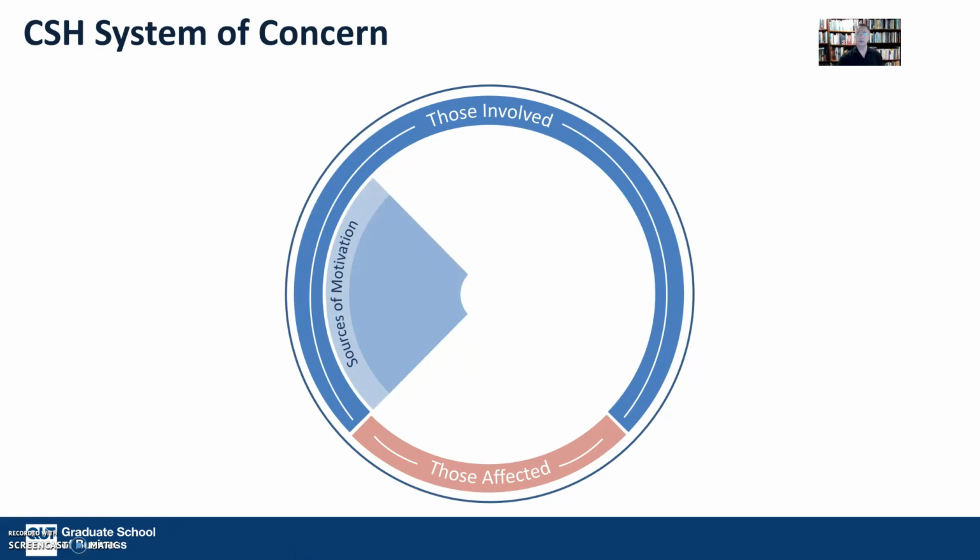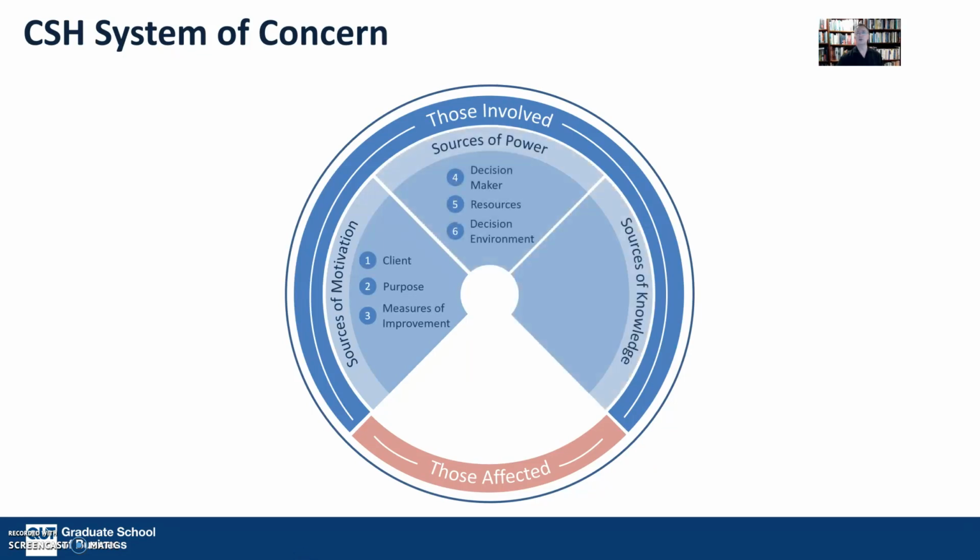Now, of the four bases that Ulrich identifies, firstly, there are the sources of motivation. Secondly, the sources of power. And thirdly, there are the sources of knowledge. And there are different types of questions that he proposes in order to establish and to identify what these are. And then finally, there are the sources of legitimation, which impacts on those that are affected.